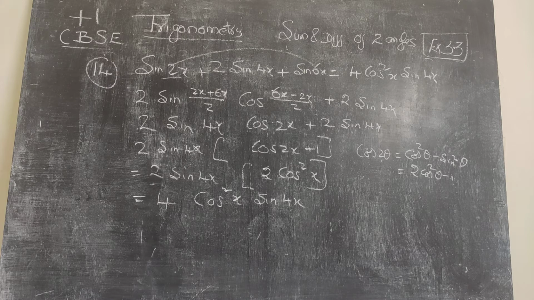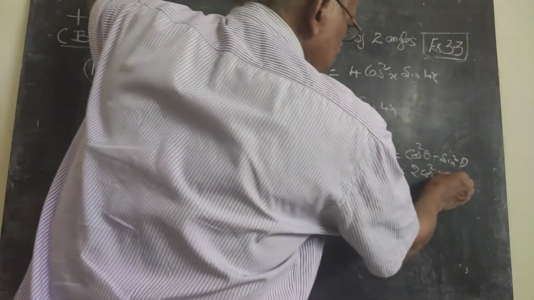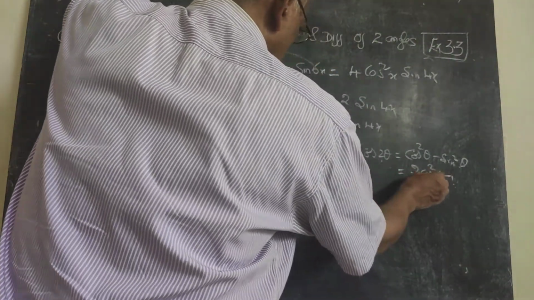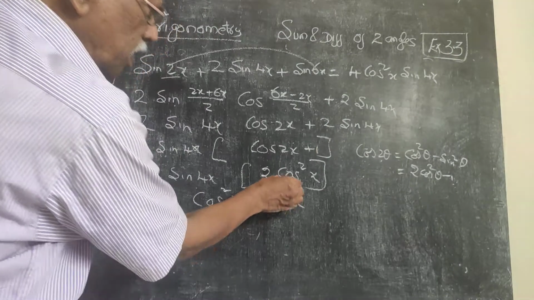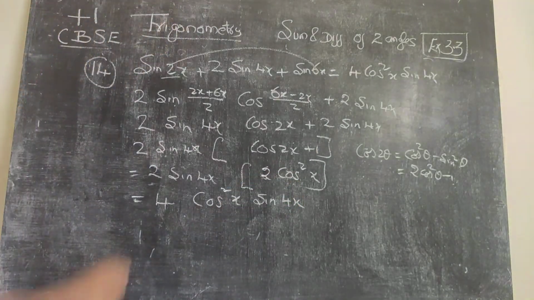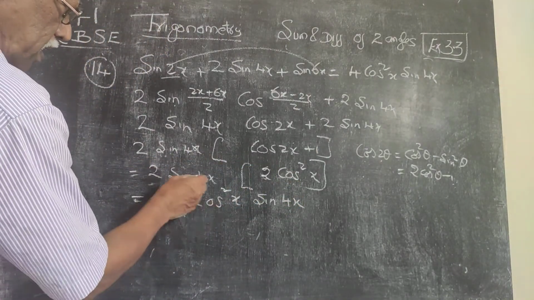2 sin 4x, you take it out, you will be left with cos 2x plus 1, and you know cos 2 theta equal to cos square theta minus sin square theta. Sin square theta is 1 minus cos square theta. Minus or minus plus, so 2 cos square theta minus 1. Therefore, when you take that minus 1 to this side, you will get 1 plus cos 2 theta, that is 2 cos square theta. So instead of this, I am writing this. The result is 2 into 2, 4 cos square x and sin 4x.